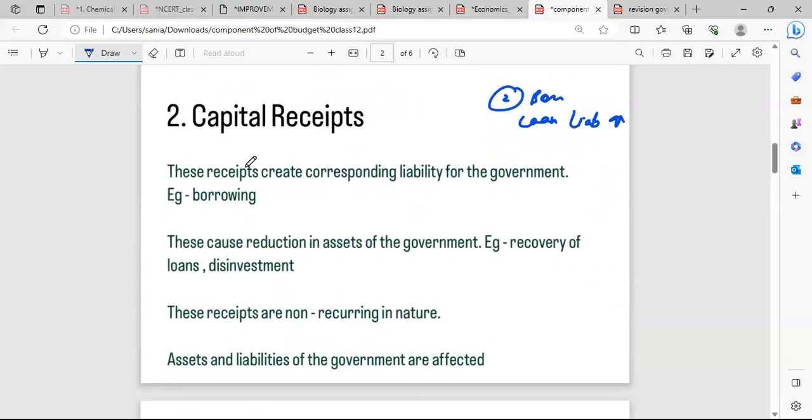Now coming to capital receipt. These receipts create liability for the government, right? They are opposite. They create liability. Like for example, borrowing. Government borrowed money from somewhere. Of course, there is a liability. Plus, these cause reduction in asset of government. Like for example, recovery of loan. Recovery of loan is very, very important.